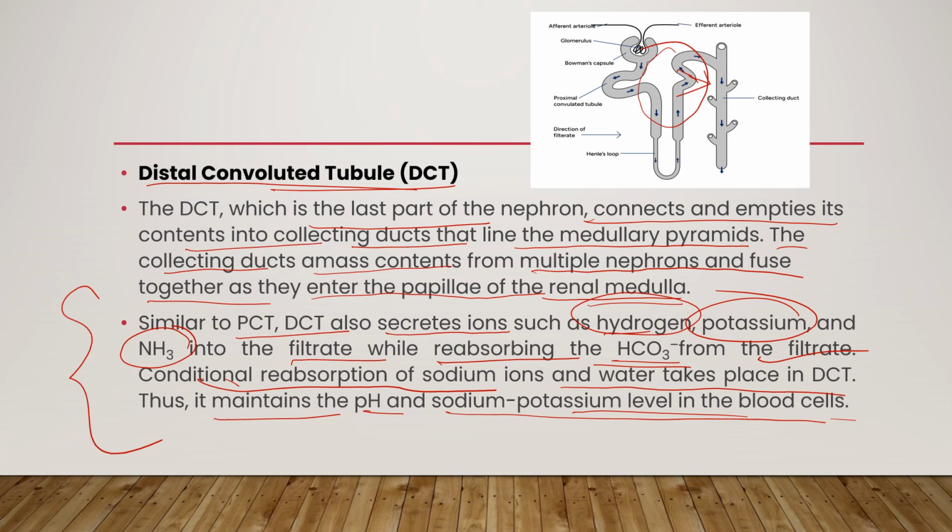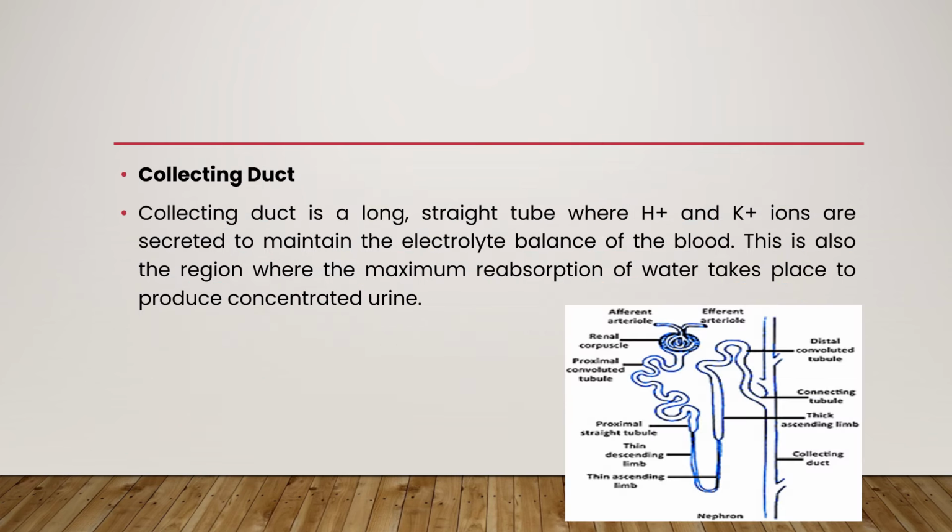So how the kidney reabsorption occurs in the proximal convoluted tubule and distal convoluted tubule, which maintains the pH and the sodium potassium level of the blood cells. Okay, is it clear to all of you? Now comes the collecting duct. So what is it doing?